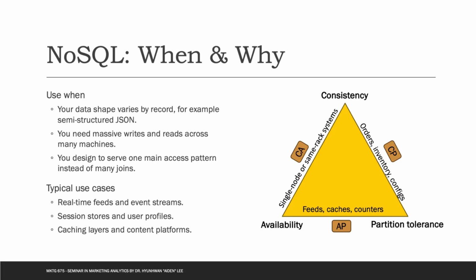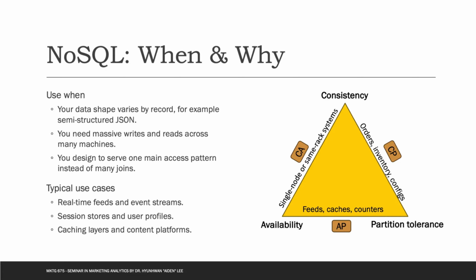If you are handling orders or inventory, you often favor consistency with partition tolerance. You would rather delay a response than sell the same item twice. Consistency and availability together are common when everything sits on a single machine or inside one rack, where partitions are very rare. This triangle is a simplified mental model.